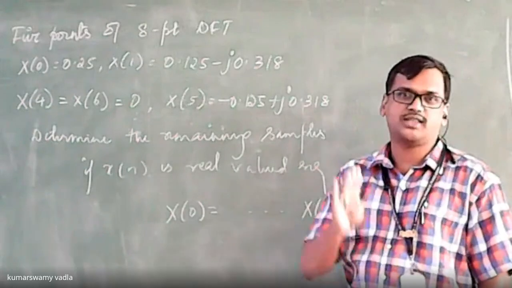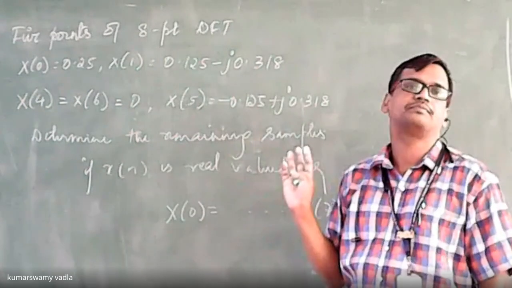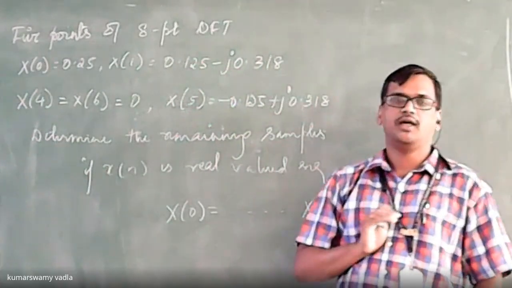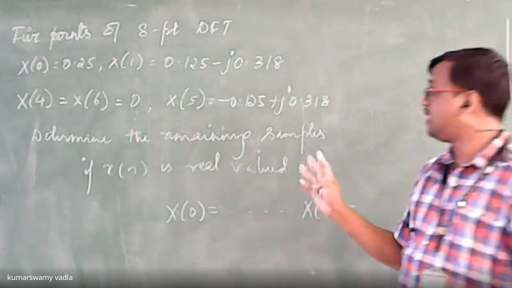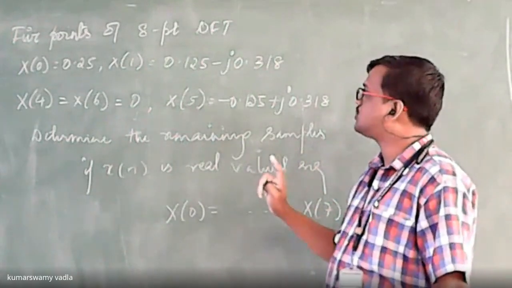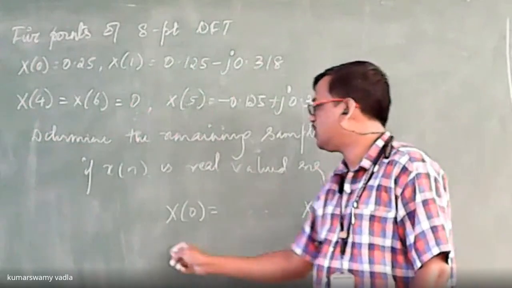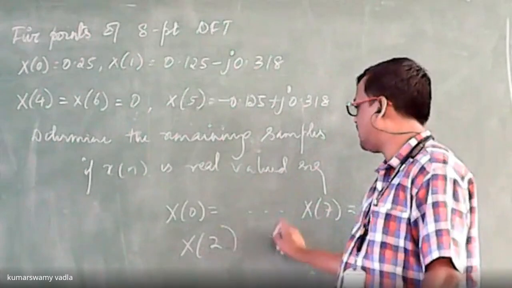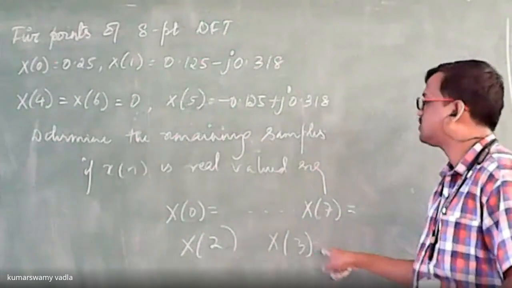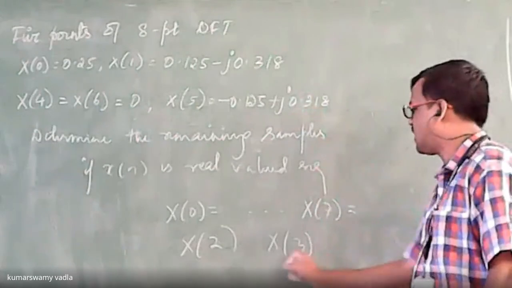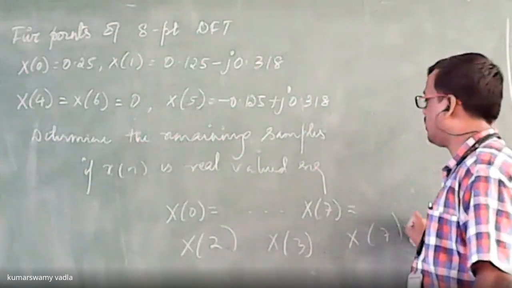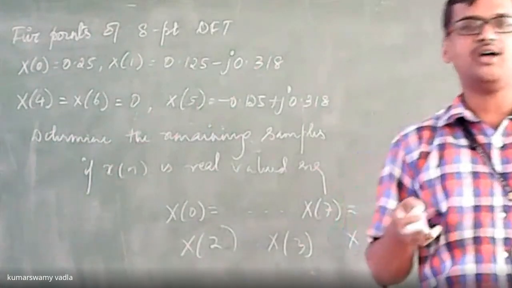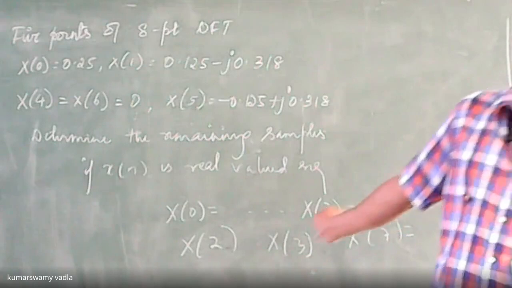5 points does not mean it is 0, 1, 2, 3, 4. It might be any values between 0 to 7. Now, our job is to find out the remaining 3 samples. Which are those? You should find out x of 2, x of 3, and x of 7. These are not given. You should find them by yourself utilizing the expression.